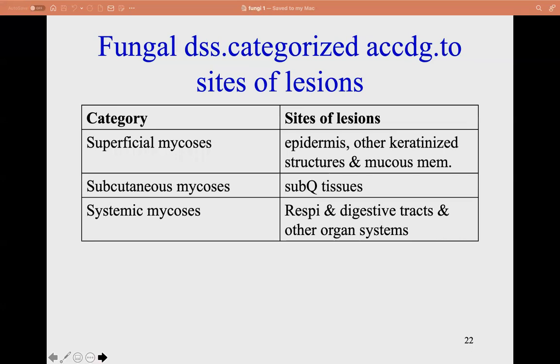So we categorize fungal diseases according to their sites of lesions. We have superficial mycosis when it affects the epidermis and other keratinized structures and mucous membrane, subcutaneous mycosis when it affects subcutaneous tissues, and systemic mycosis when it affects the reproductive, respiratory, digestive tract, and other organ systems. So it is generalized or systemic.